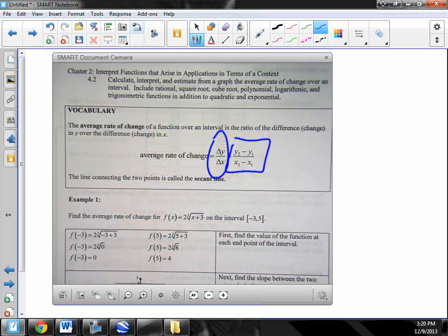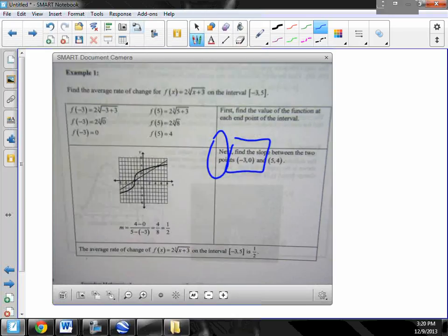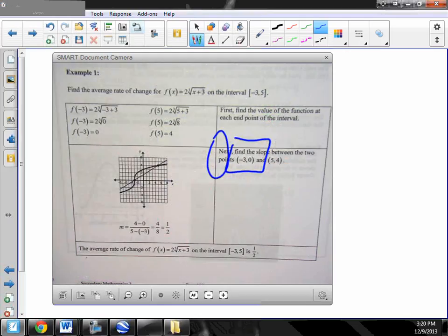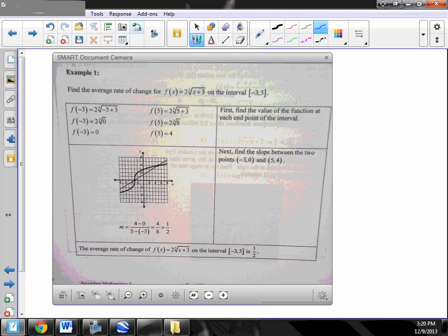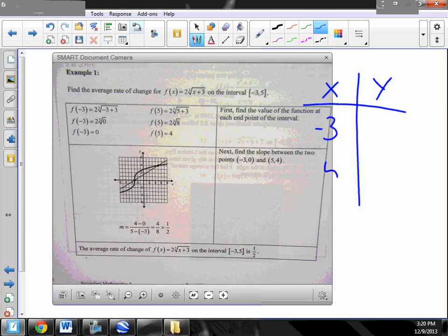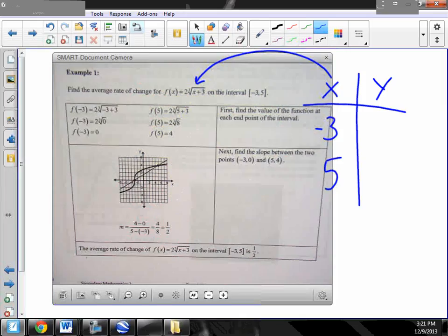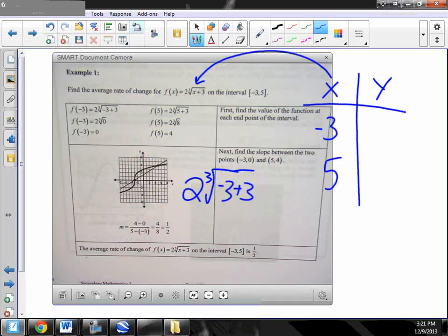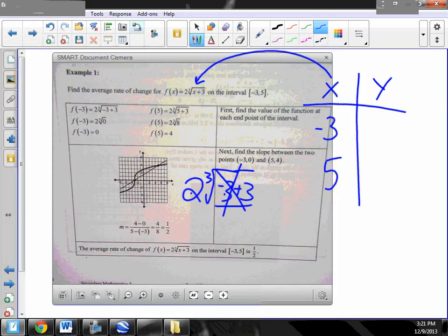So, example number 1. Find the average rate of change for 2 times the cube root of x plus 3 on the interval -3, 5. So if I had my chart, my x's and my y's are going to be -3 and 5, and I just need the y values associated with those x's. So I'm going to plug the x's into the equation. Let's plug in -3: 2 times the cube root of -3 plus 3. Well, -3 plus 3 is just 0, and the cube root of 0 is 0, and 2 times 0 is 0, so -3 comma 0.